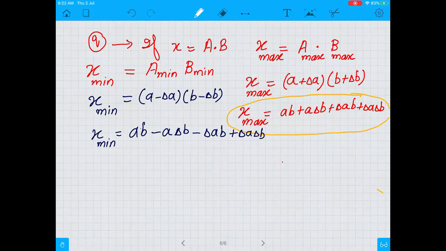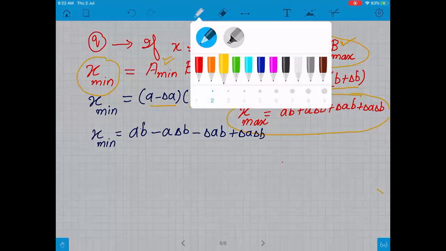Now you see we have the minimum value and we have the maximum value. The important thing is how you achieve the minimum value and the maximum value. When you multiply two values, if you multiply their maximum possible values, then the answer would become the maximum. If you multiply their minimum possible values, the answer would become minimum. So x minimum would be the product of minimum value of a and minimum value of b. And x maximum will be the product of maximum value of a and maximum value of b.